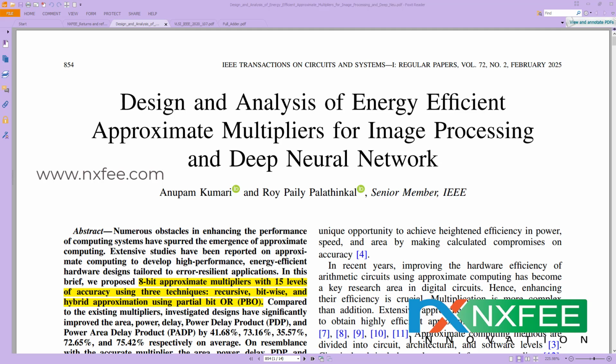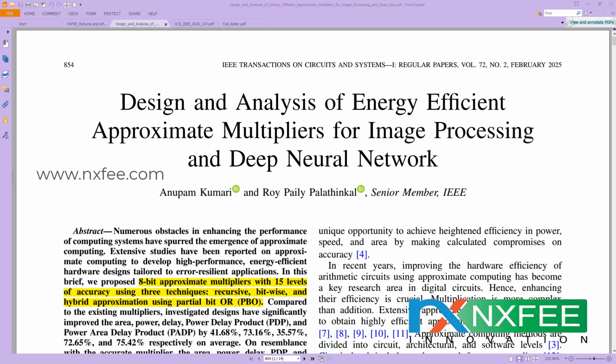hybrid approach. Here the recursive method uses small submultipliers to preserve accuracy, making it suitable for moderately error sensitive tasks. Okay, and the second one is the bitwise approach, which employs OR based simplifications that significantly reduce hardware complexity, and it's ideal for highly error tolerant applications. And the third one is the hybrid technique. This technique integrates approximate compressors with partial product optimizations, offering a balanced trade-off between computational accuracy and hardware efficiency.